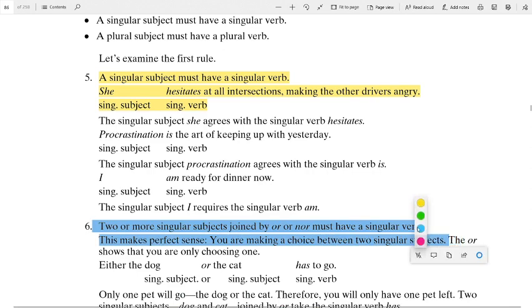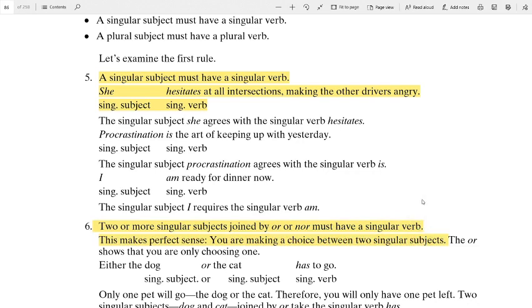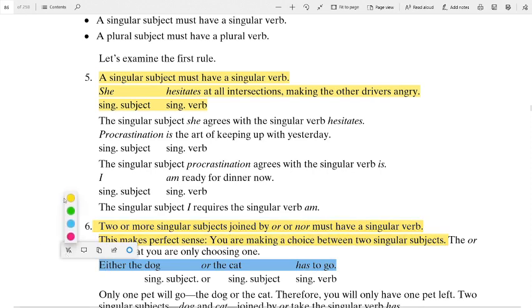So when I am joining two or more singular subjects, for instance, here either the dog or the cat has to go. Okay, so this creates confusion.